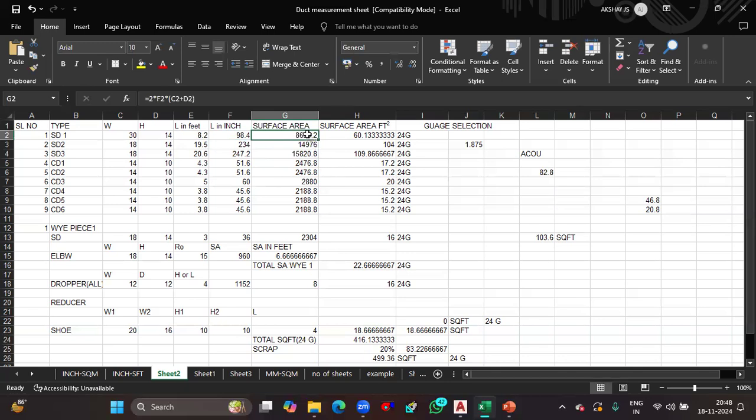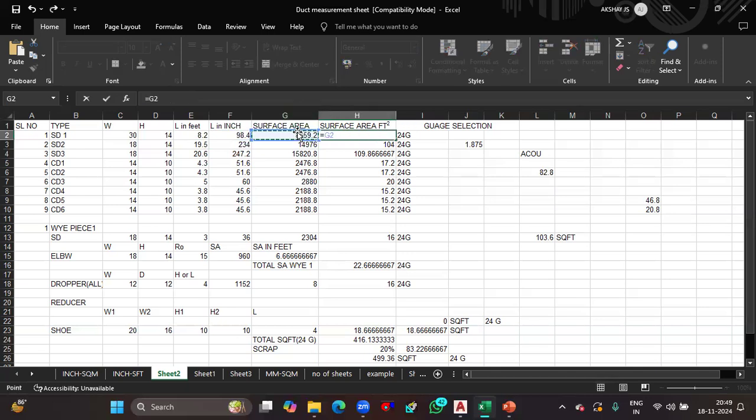What is the value we got? It is in square inches, but we need it in square feet, isn't it? So how to convert the square inch value into square feet? Just divide it by 144. That means we know that 1 foot equals 12 inches. That means 1 square foot equals 12 cross 12. That is 144, isn't it? So just divide this value by 144. That's it, guys. You will be getting your value.